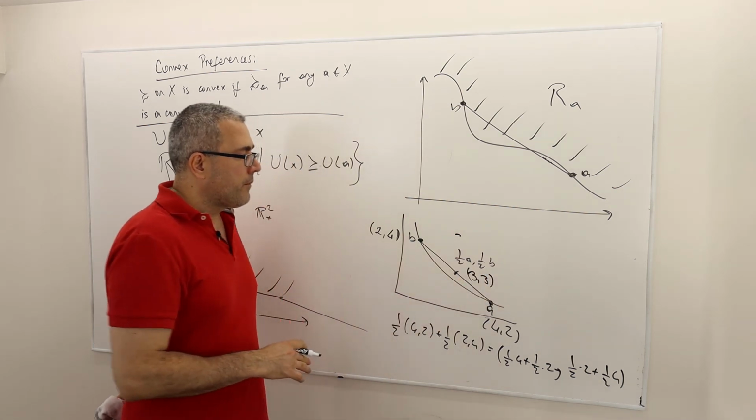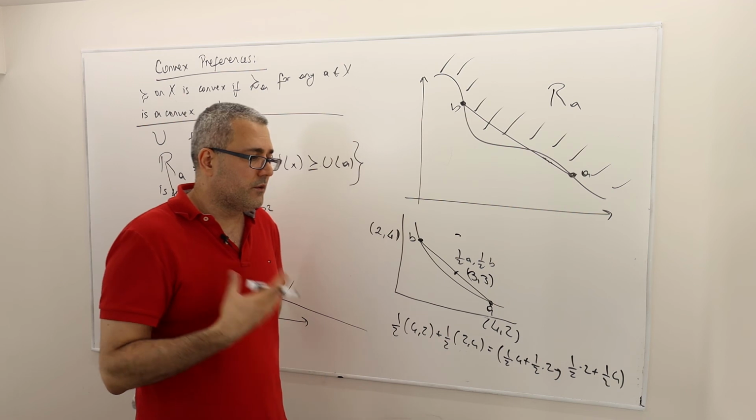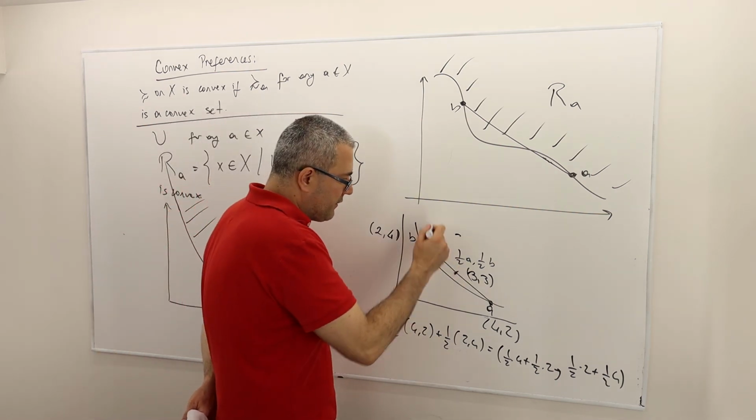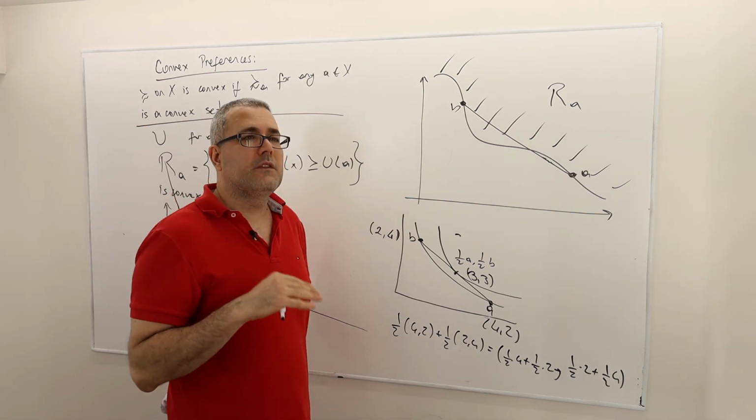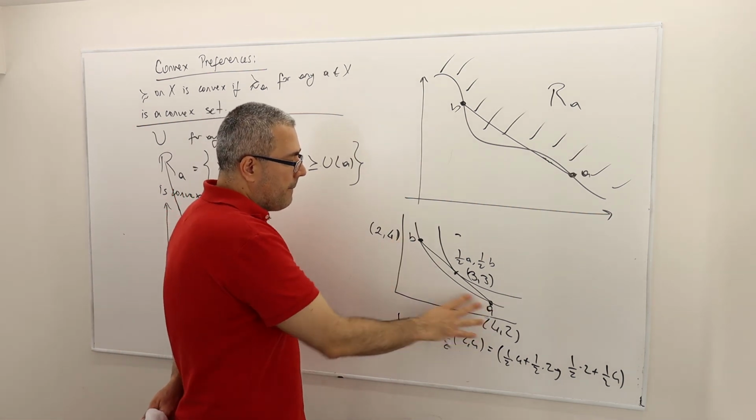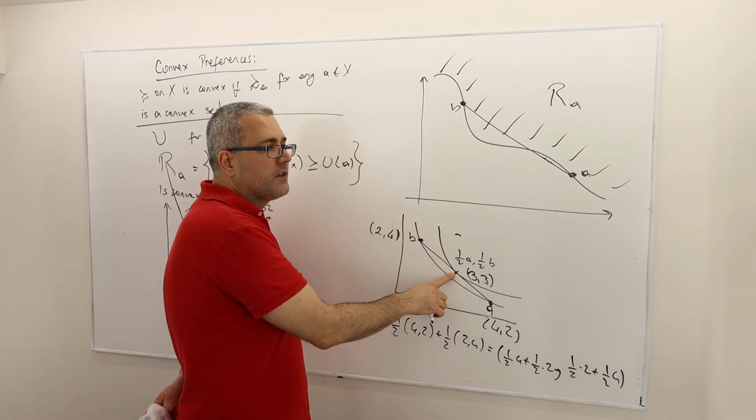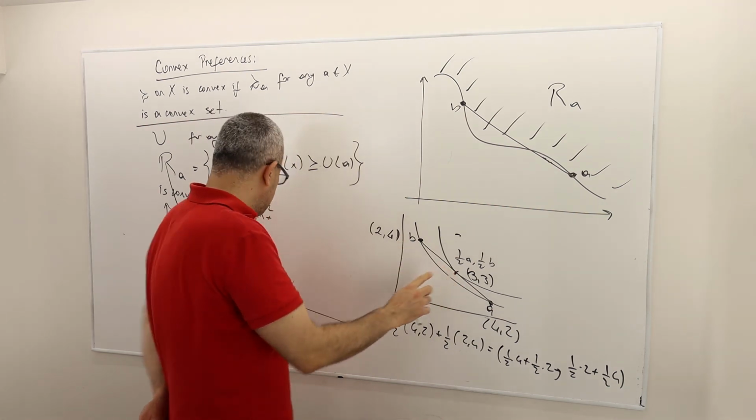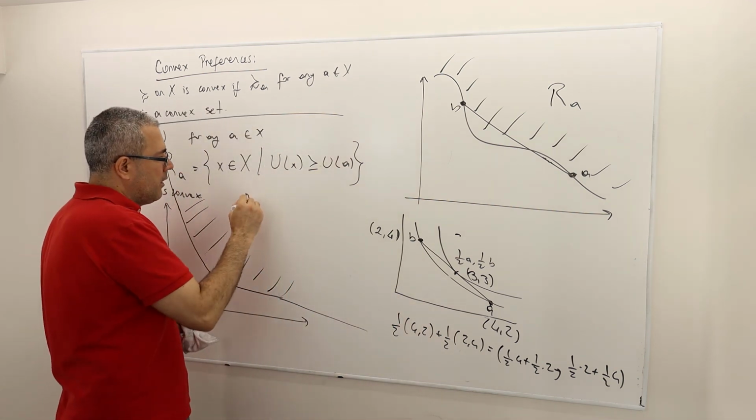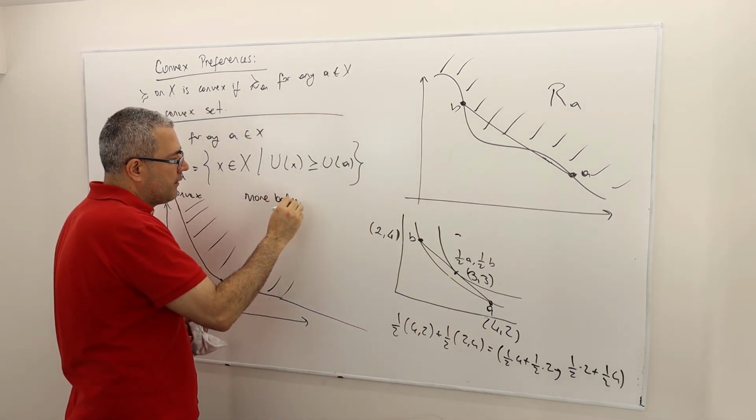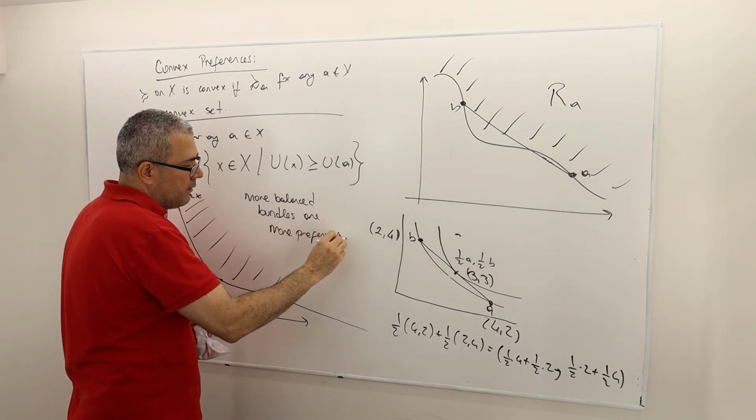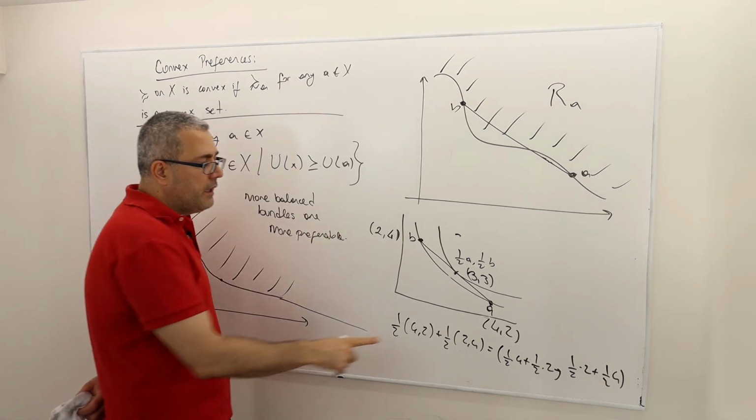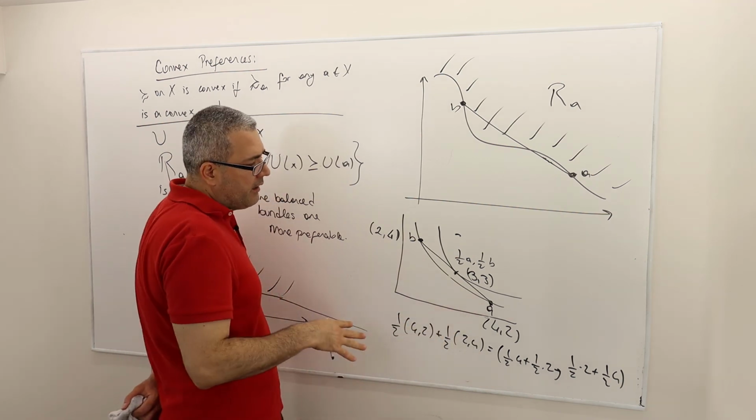All right. So this is a convex preference. So what does that mean? And by the way, we know that this 3, 3 lies on a higher indifference curve. So that means if your preferences are convex, all right, more balanced bundles are always more preferable. All right, let me note it here. More balanced bundles are more preferable or more preferred.